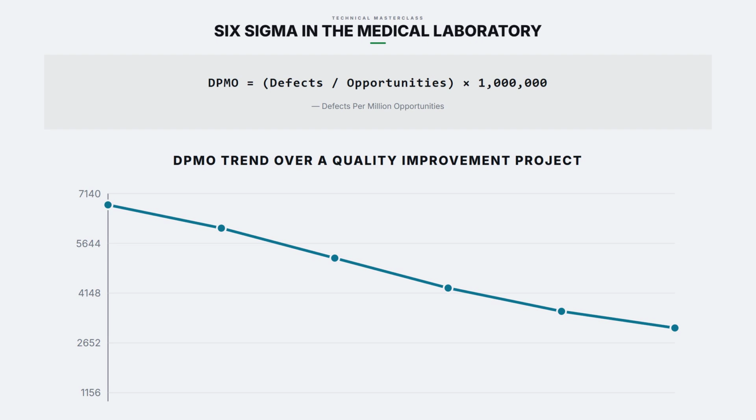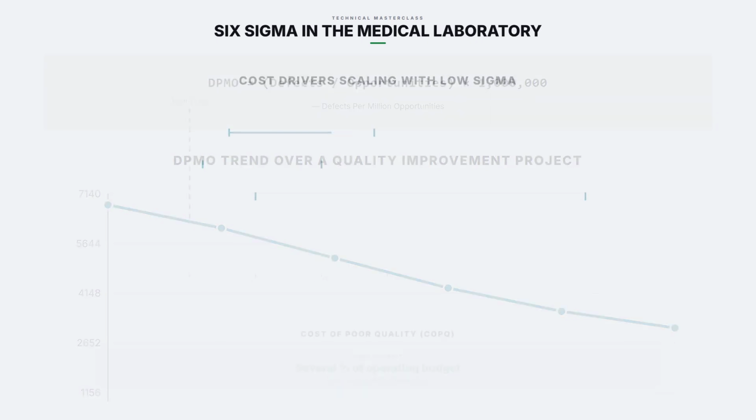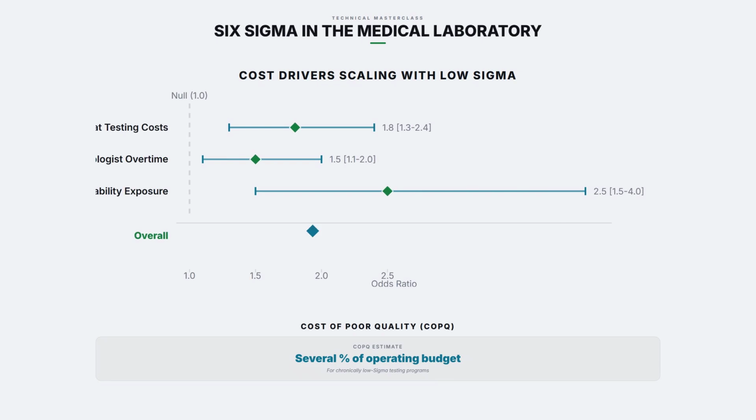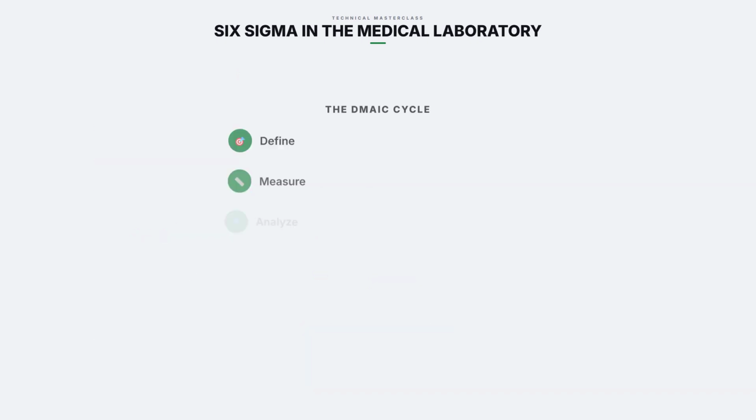Every point of DPMO reduction maps onto a real cost line item. Repeat testing from rejected runs, extended technologist hours chasing corrective action, and, at the extreme end, the liability exposure from a clinically consequential error all scale directly with how far a lab sits from its sigma target. Cost of poor quality frameworks routinely estimate this at several % of total lab operating budget for chronically low sigma programs. 6 sigma isn't just a metric, it's paired with DMAIC, a 5-phase improvement methodology built specifically to move that number, not just report it.